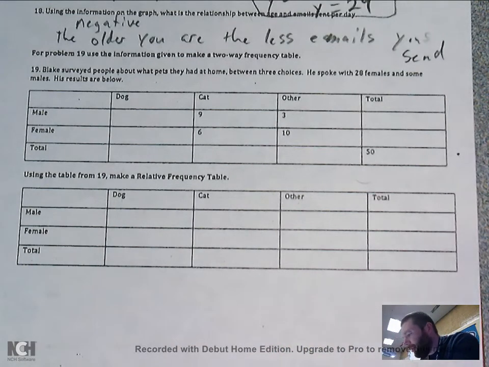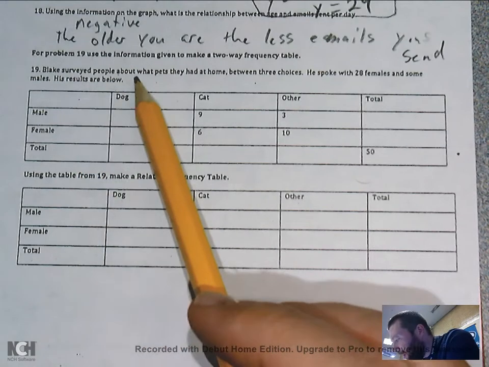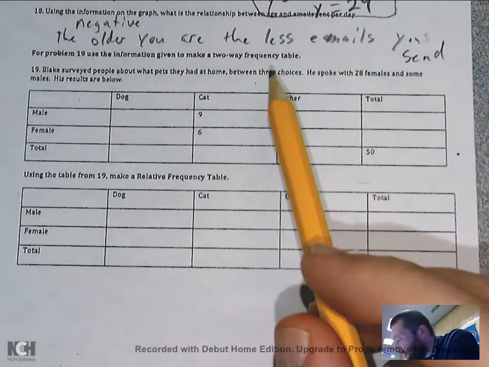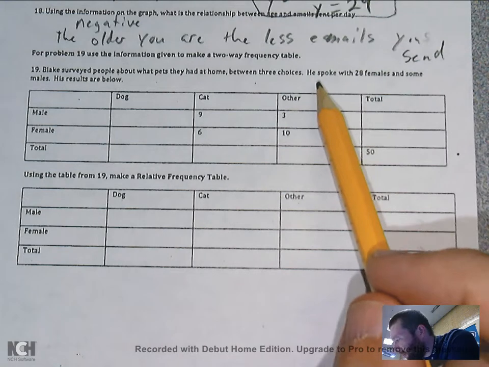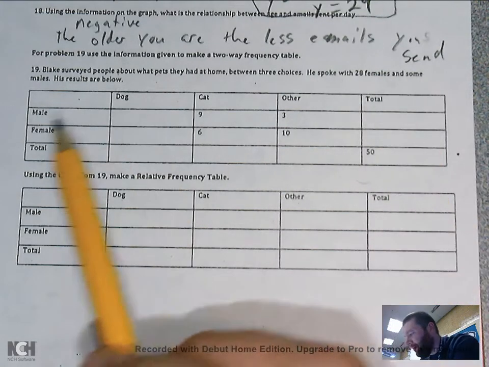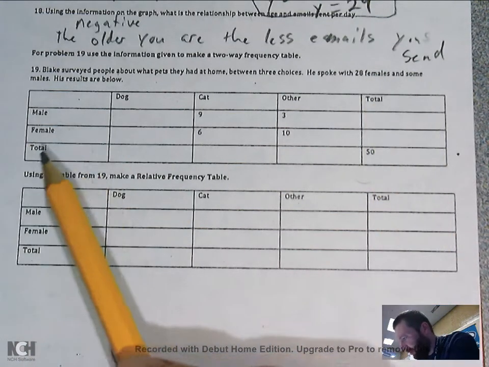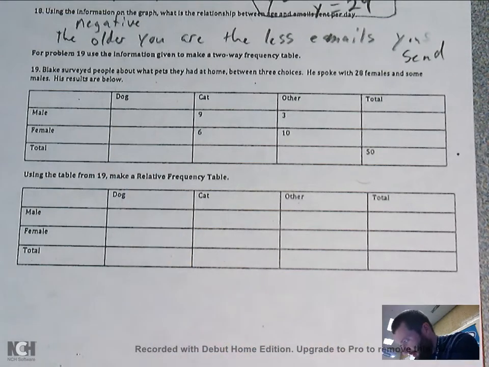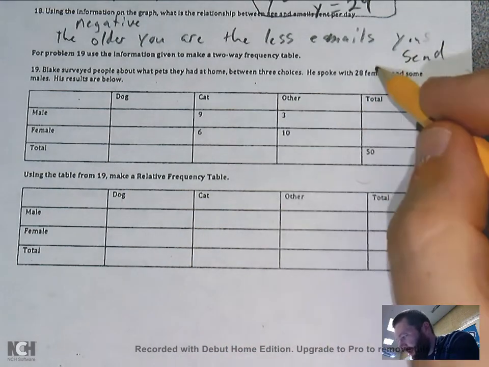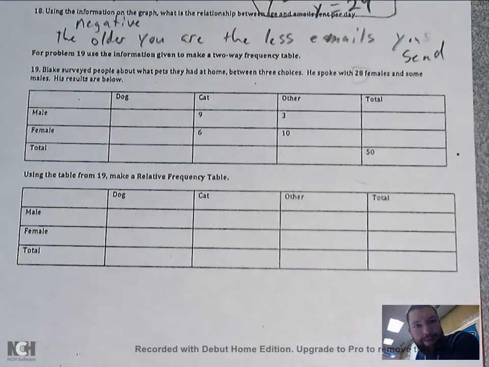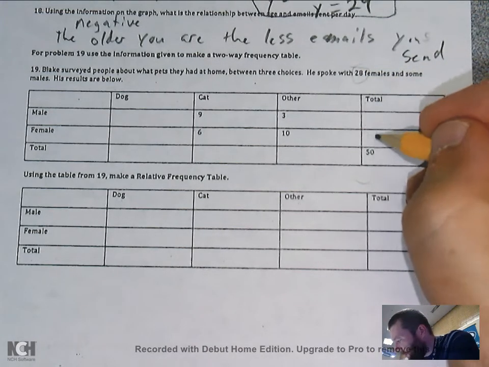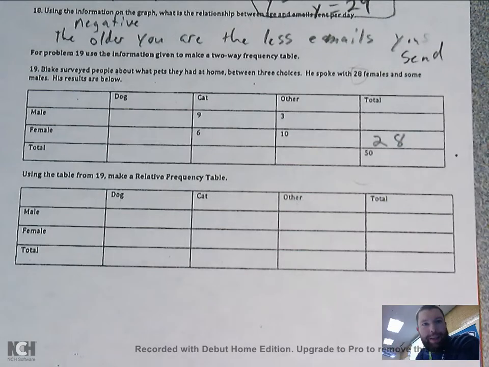Okay, so this first one, Blake surveyed people about what pets they had at home. Between three choices, he spoke with 28 females and some males, and his results are below. So first of all, he gives me another number here in the instructions that I need to fill in. He gives me that there are 28 total females, so I'm going to write that in.